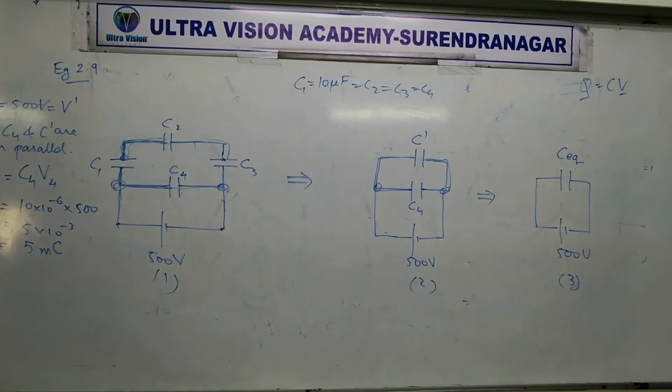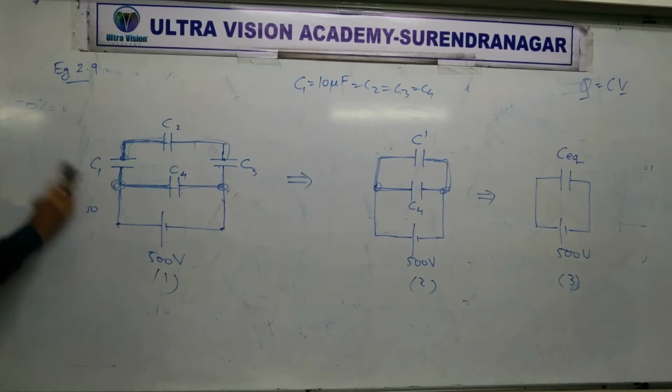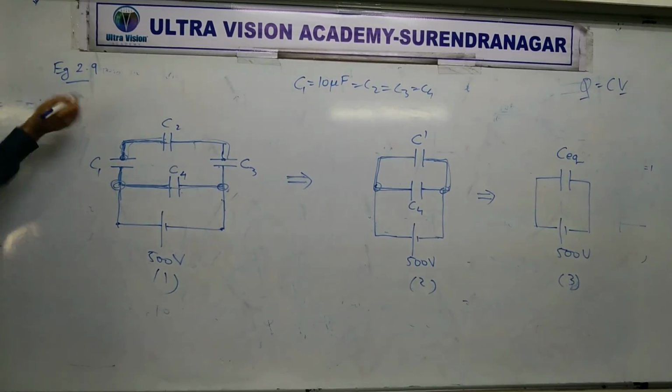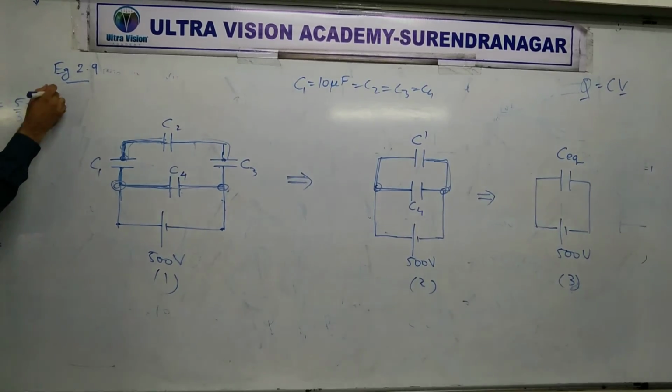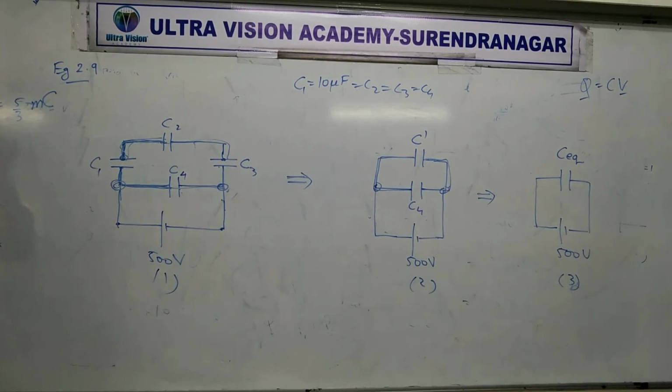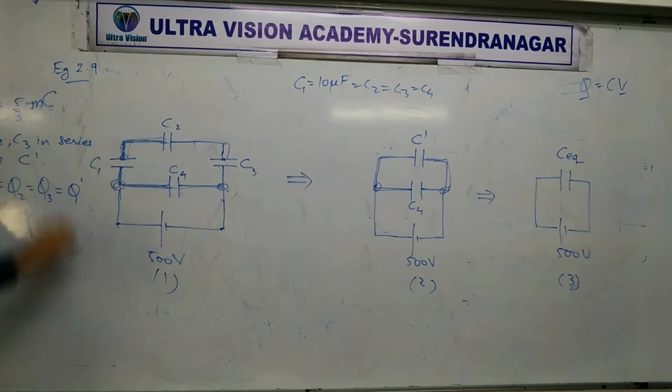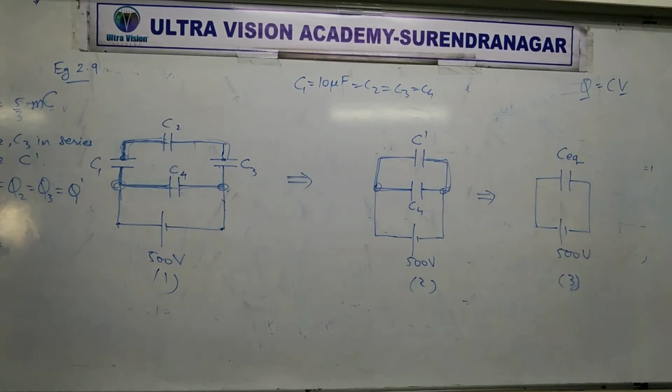Okay, all right. So what to write after that? Once you have got to the point where you have Q dash is equal to 5 by 3 millicoulomb, then you write it as follows. C1, C2, C3 in series make C dash. Yes or no? C dash क्या देगा? From C1, C2 and C3 in series. And that's why Q1 is equal to Q2 is equal to Q3 is equal to Q dash. Clear?